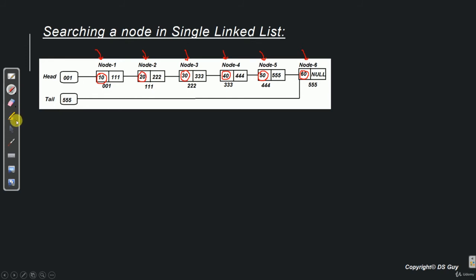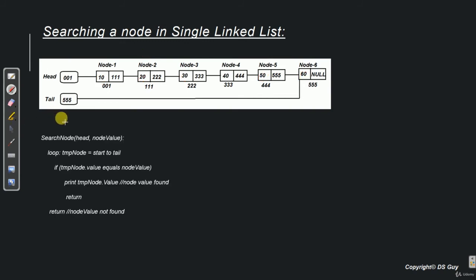So I hope that you have got the idea. Now let's see how does the algorithm looks like. So the algorithm is extremely simple. The name of the method is search a node. It takes head reference and the value that needs to be searched. So we first create a loop which starts from start, which is head, till the tail, which is the last node. So every time we visit any of the node, we see that if the value in that node is equal to the value that we are looking for.